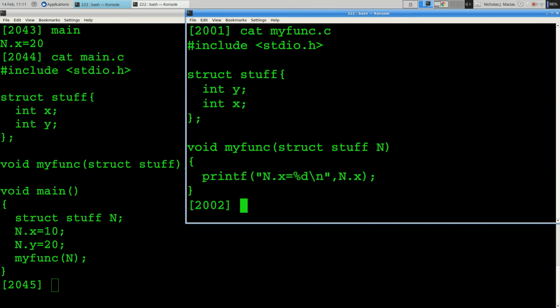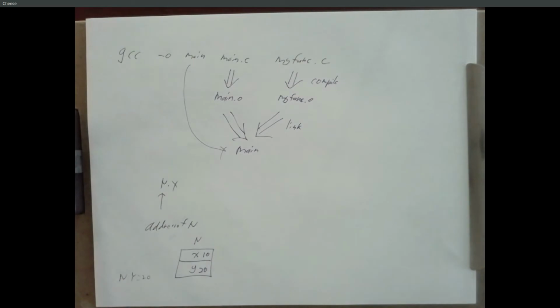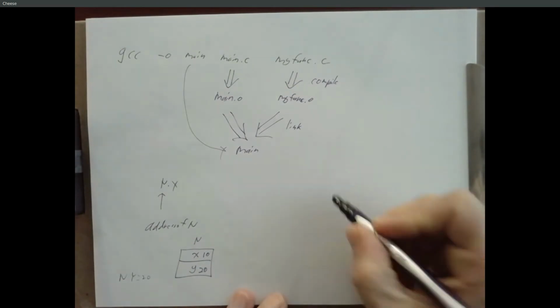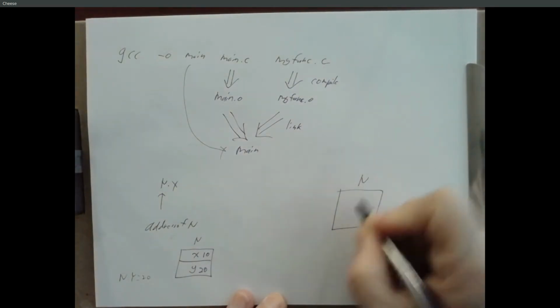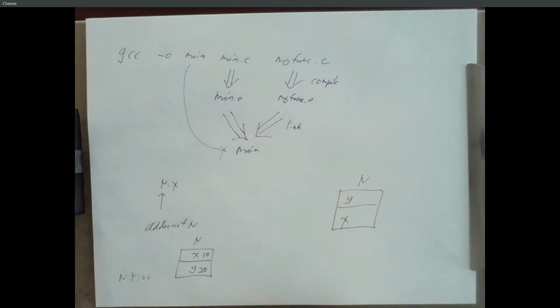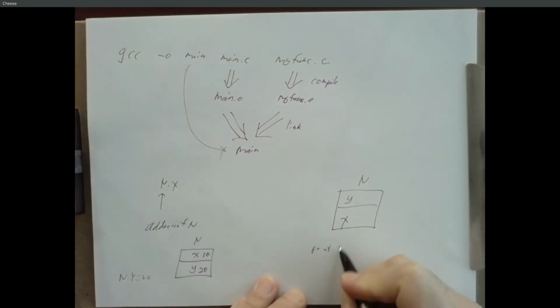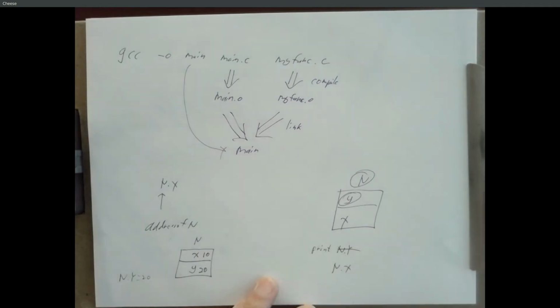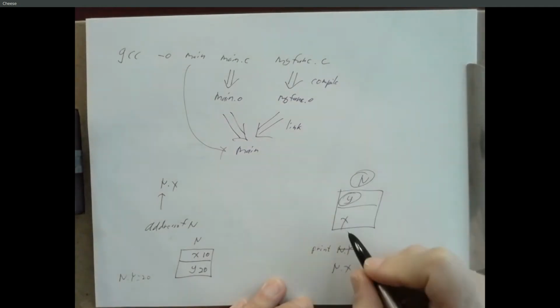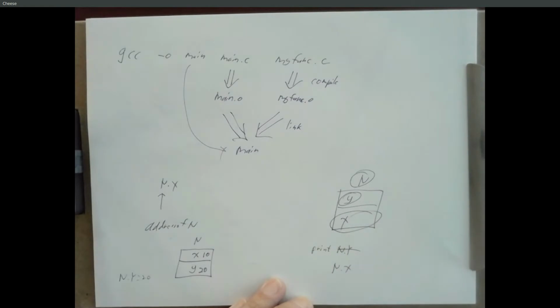In my function, I said integer y, integer x, so its view of what this structure looks like is like this. And over here, when I say print n.y, it says find the address of n and print what's at that location. When I say print n.x, it says go to the address where n is, add 4 to it, print what's at that location.